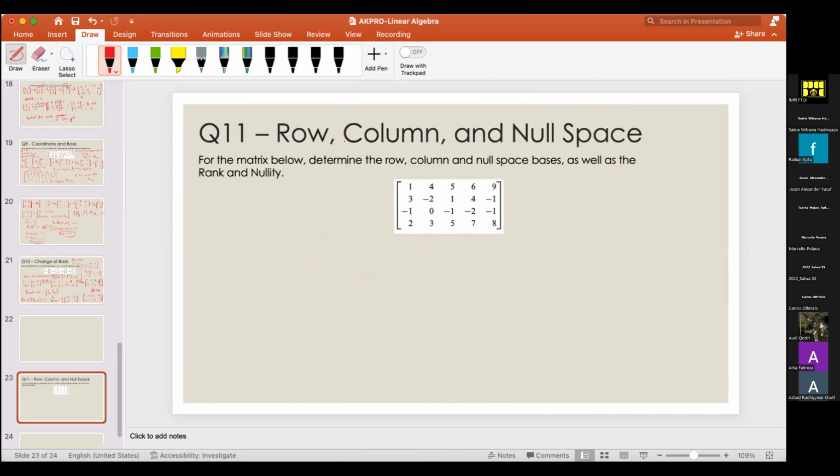This is our last question. We're asked to find the row, column, and null space basis, as well as the rank and the nullity. So first we'll deal with this 3 first. And for this, the first thing that we should do is convert this into the reduced row echelon form. So this is what we're going to get.